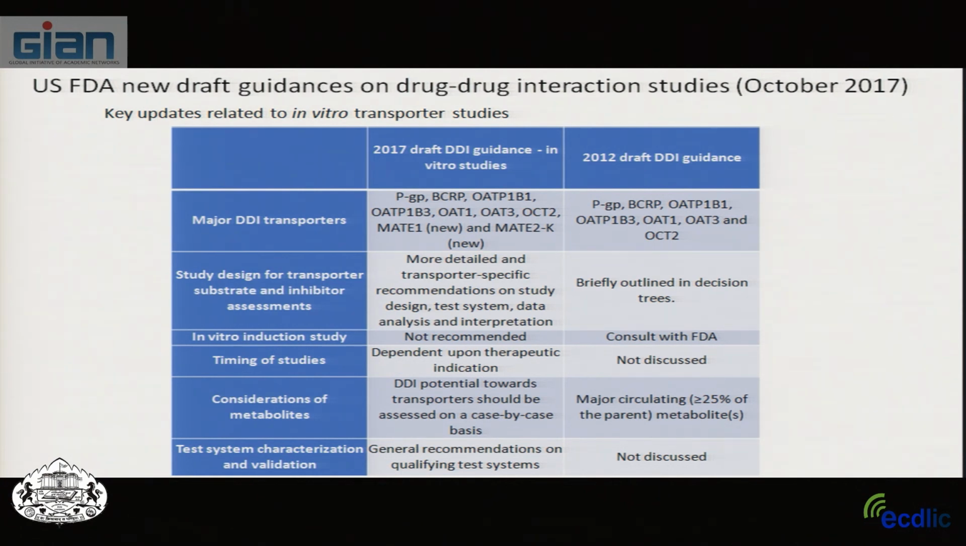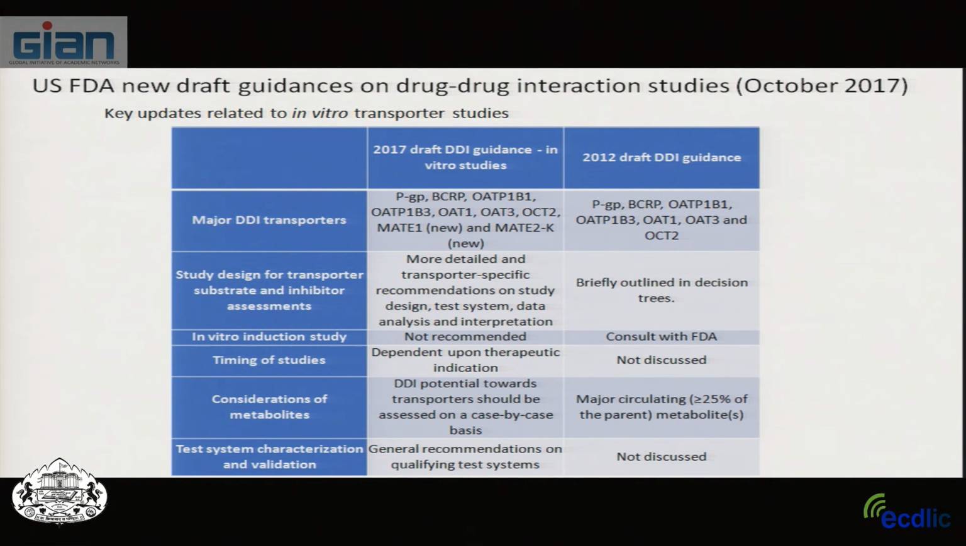And then study design for transporter substrate and inhibitor assessments. They say now that you should have more detailed and transporter-specific recommendations on study design, test system, data analysis, and interpretation. Earlier it was only briefly outlined in decision trees. Now they have given more specific guidelines. For the in vitro induction study, earlier they wanted you to consult with the FDA, but now they don't. Timing of studies depends on therapeutic indication. Instead of not being discussed, now they say it depends on what effects you may find.